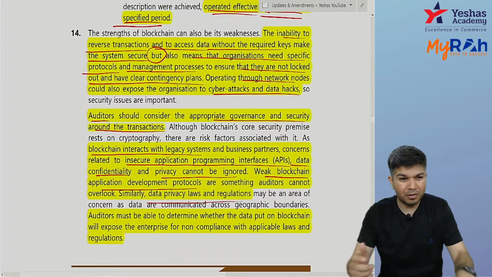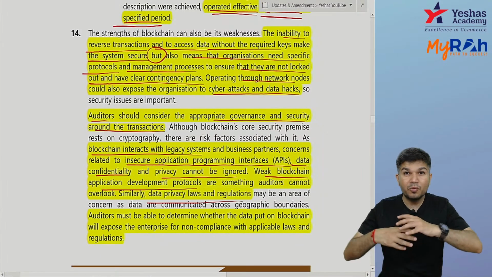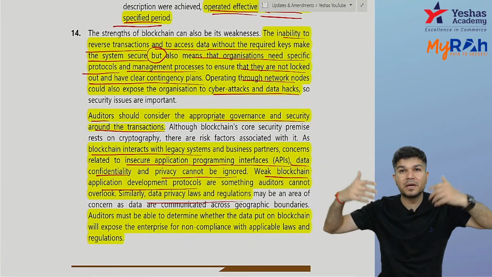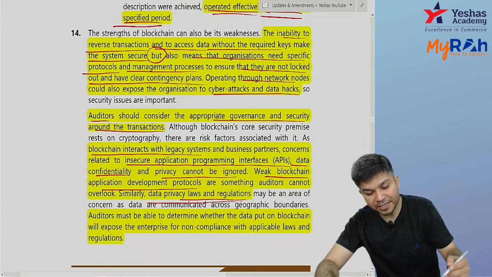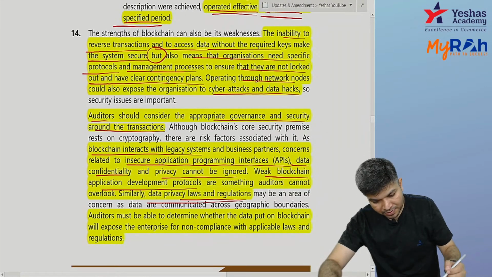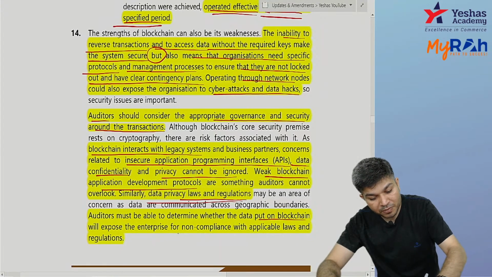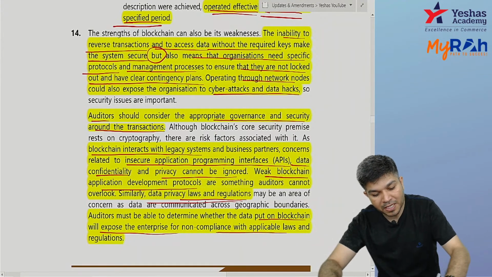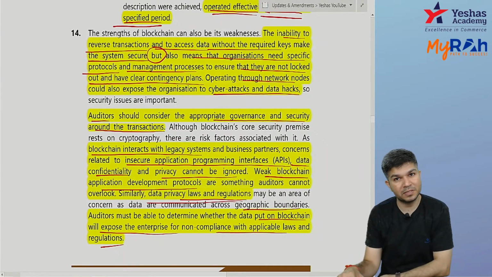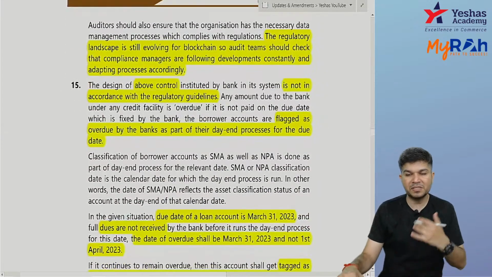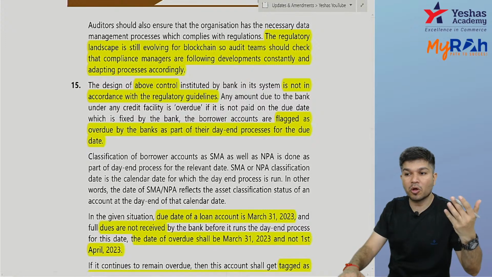Plus, now it's a decentralized ledger. As it's a decentralized ledger, the approval comes from all participants. Some participants are cross-border also. So data privacy laws and regulations are there. The auditor must be able to determine whether the data put on blockchain will expose the enterprise to non-compliance with laws and regulations, because the data is going across geographical boundaries. So this is what auditors should consider, and these were the weaknesses in blockchain technology.